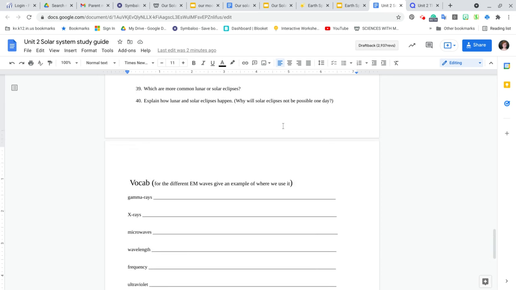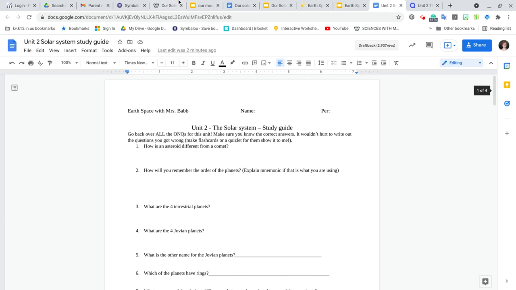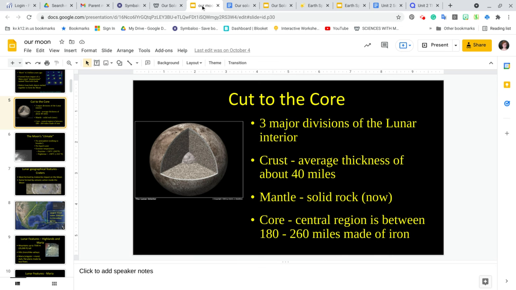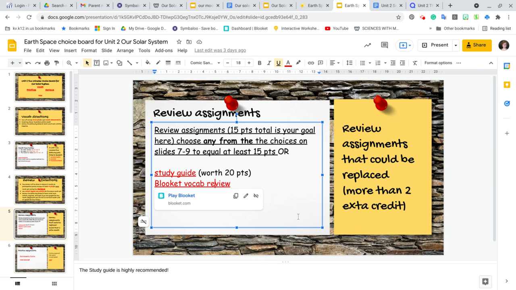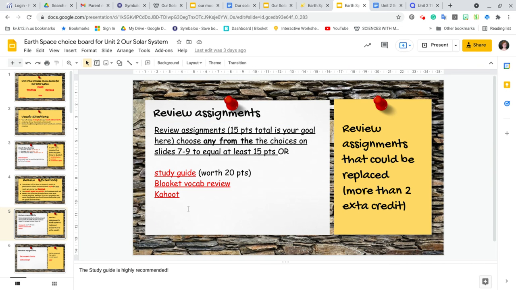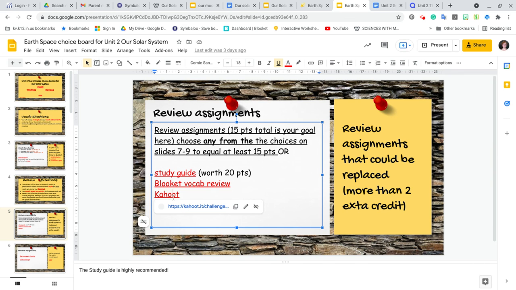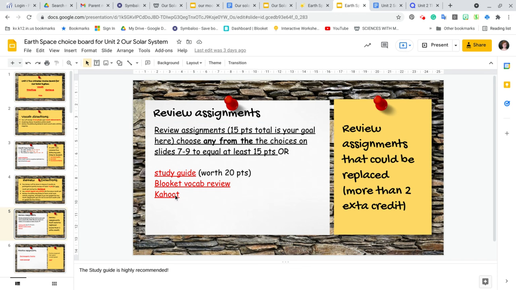Okay. That goes over the study guide. You will turn in the study guide tomorrow before the test. Feel free to practice the Blooket. That's the Blooket we played yesterday in class. This is the Kahoot we played on Tuesday. I will take these and use them for bonus points. So I would highly recommend that you do those.